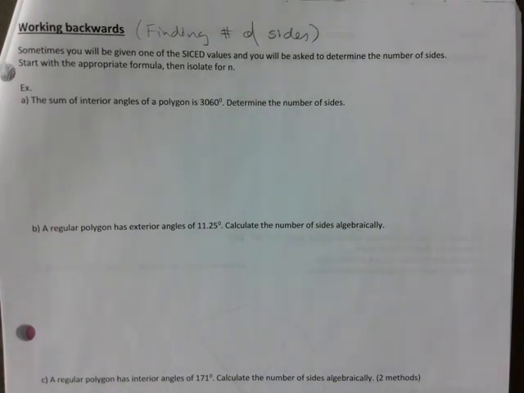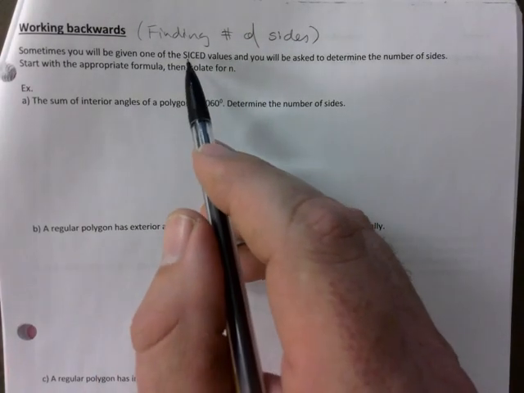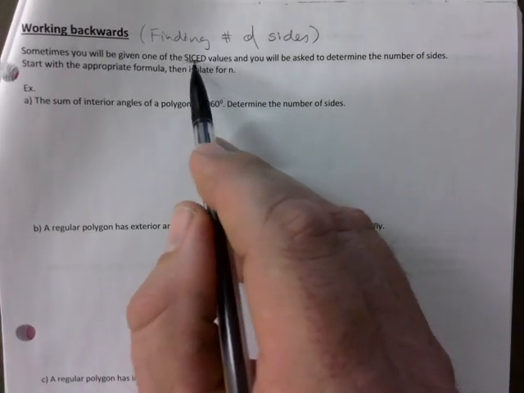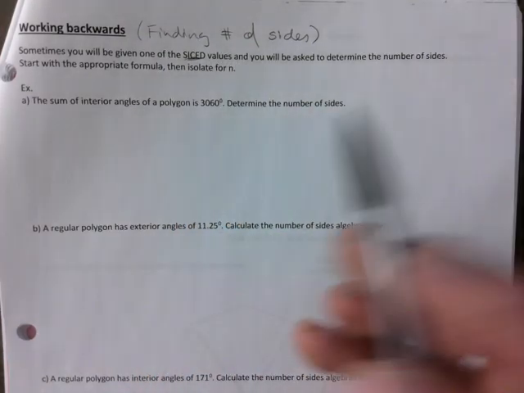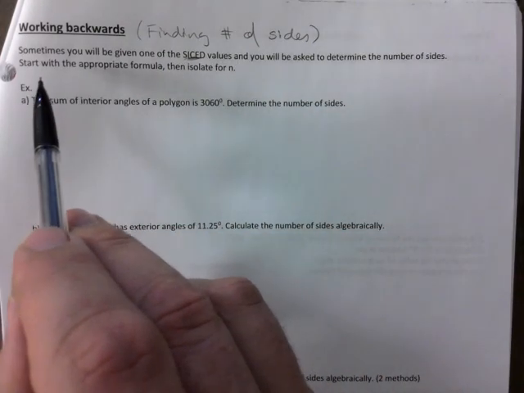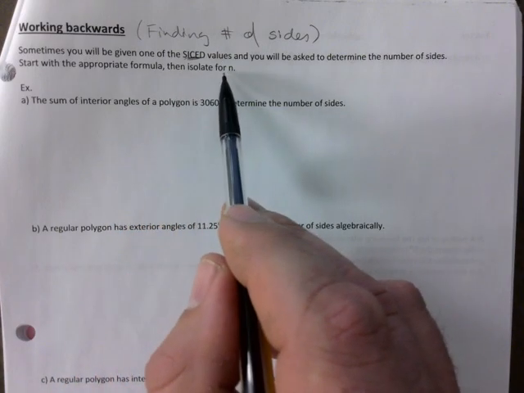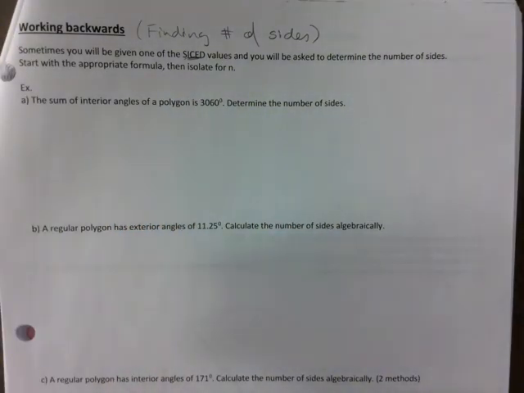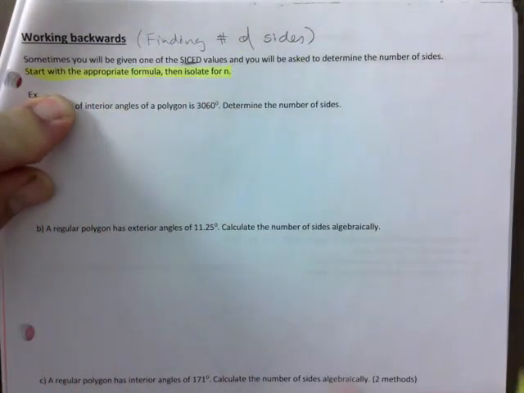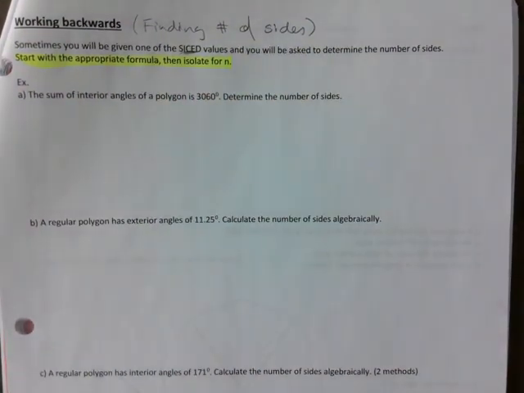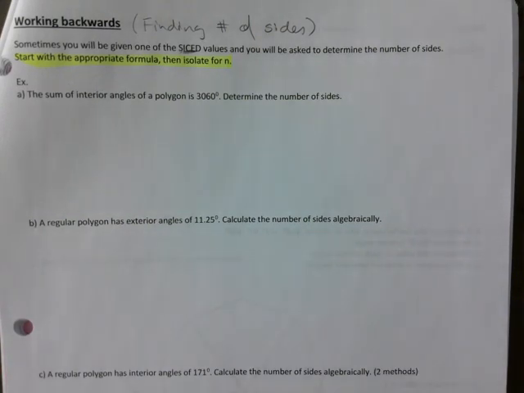That's the point. Sometimes you'll be given one of the formulas we've just talked about. Start with the appropriate formula, then isolate for n. Important here: start with the appropriate formula that goes with what you're supposed to do. Central, interior, exterior, which formula are we talking about? Start with that, plug in what you know, and then work backwards.